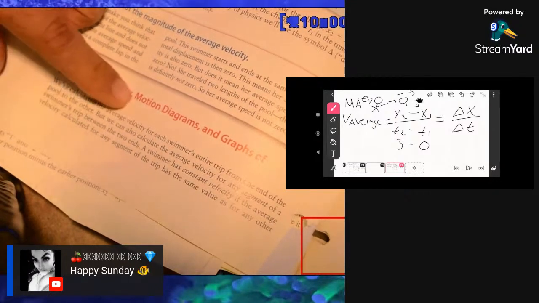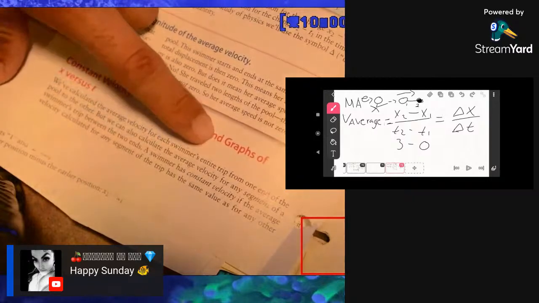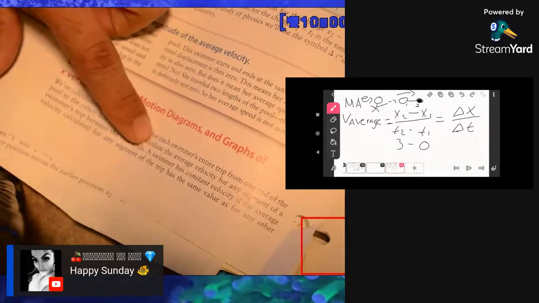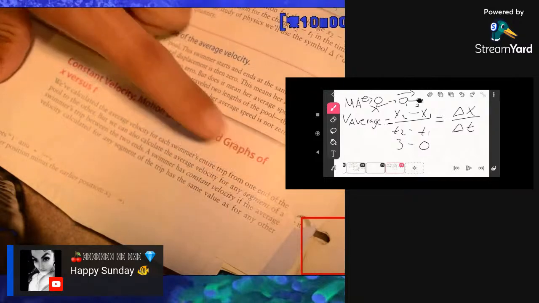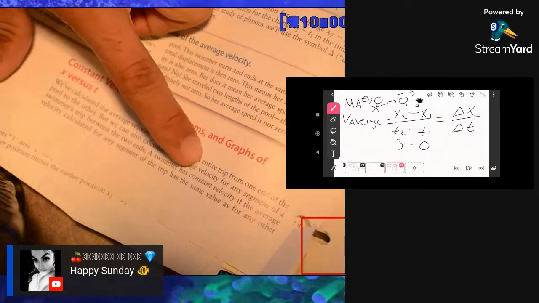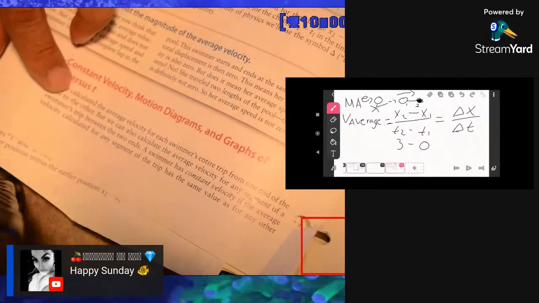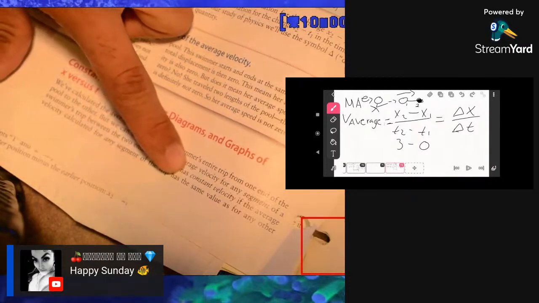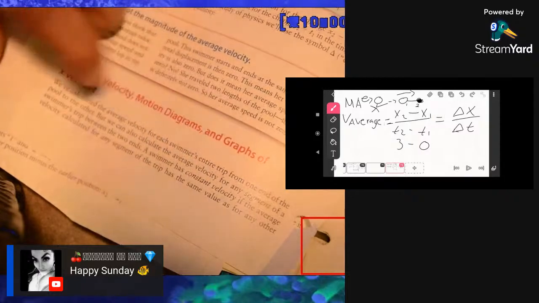We've calculated the average velocity of each swimmer's entire trip from one end of the pool to the other, but we can also calculate the average velocity of a segment of a swimmer's trip between the two ends. A swimmer has constant velocity if the average velocity calculated for any segment of the trip has the same value as for the other.